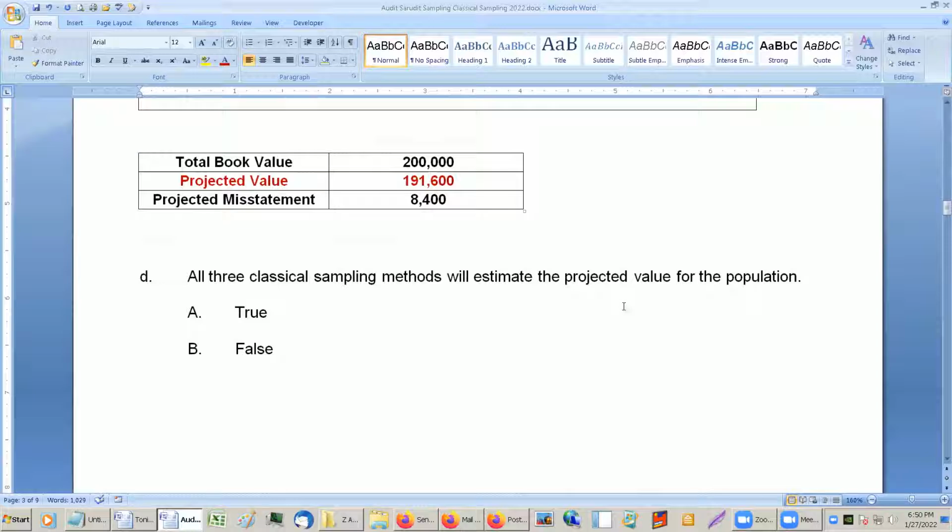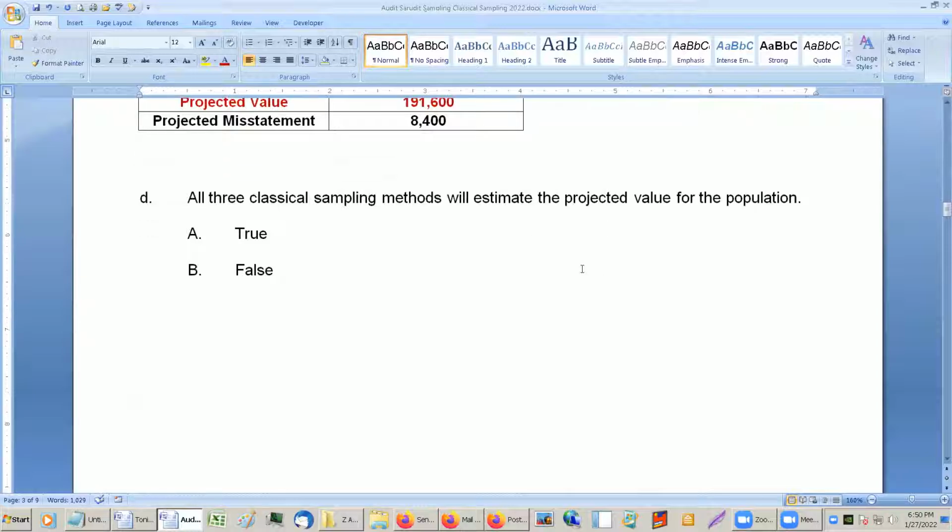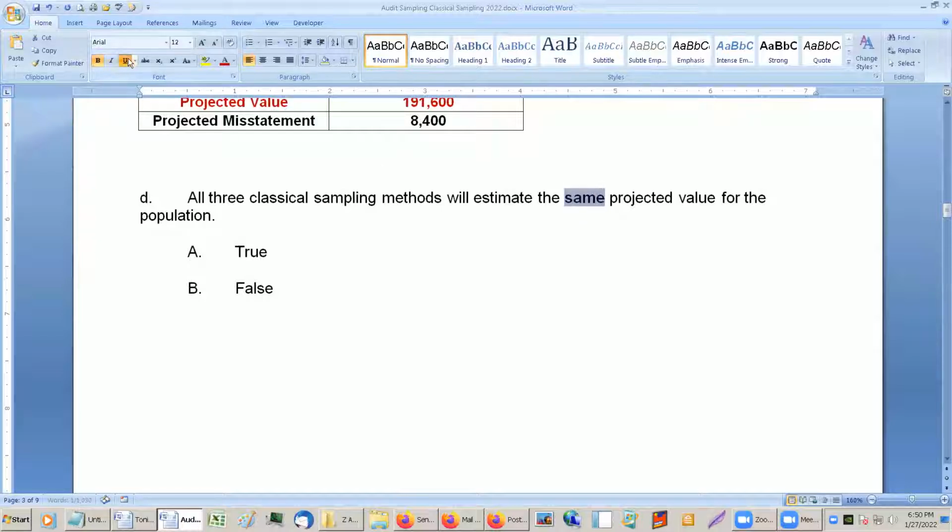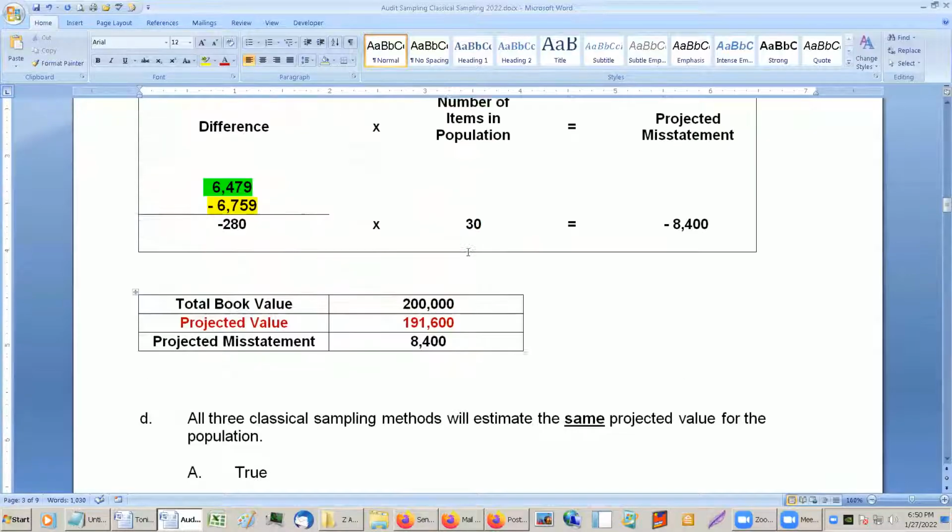Okay, I should have corrected this. I'm missing a word here. All three classical sampling methods will estimate the same projected value. Add that in. The way it's written, it's true. They will all give you a projected value, so that part is true. But will they give you the same projected value? No, right?